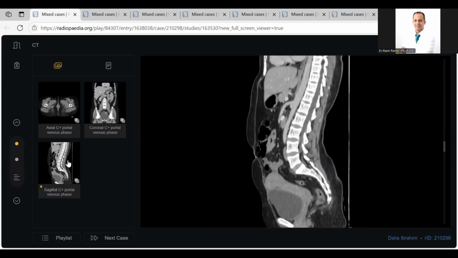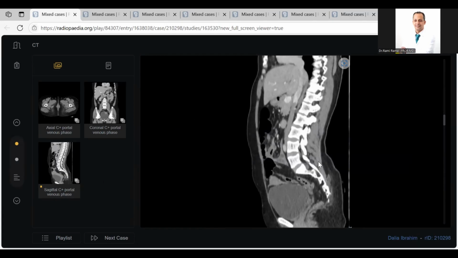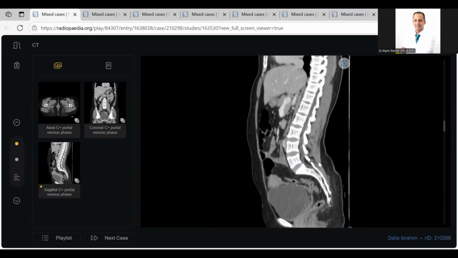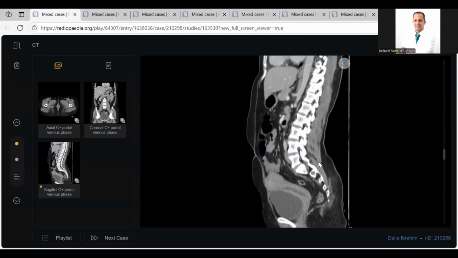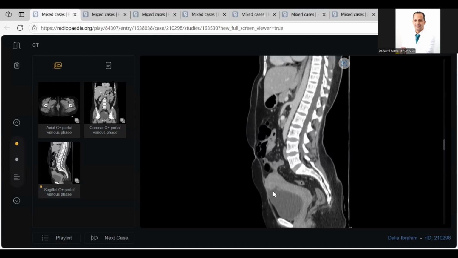Here I can see, sir, maybe there is a small... Okay, I'm going the wrong way. One minute. Yes, sir. I can see there is a linear defect in the anterior wall of the uterus, here. So there is a communication between the anterior wall of the uterus that is communicating further with the defect in the wall of the bladder.